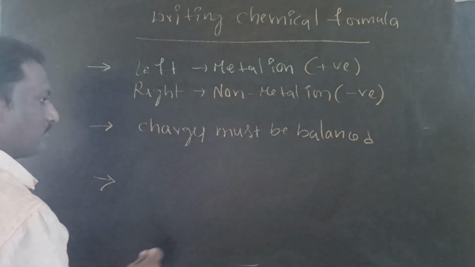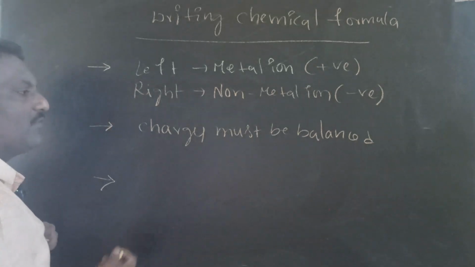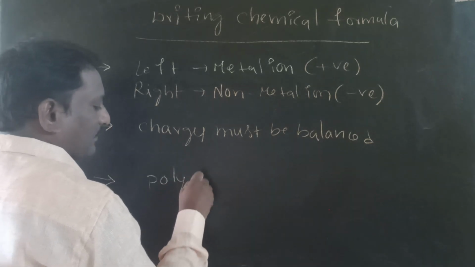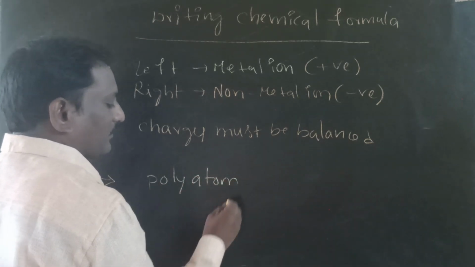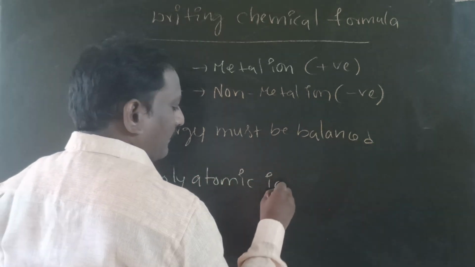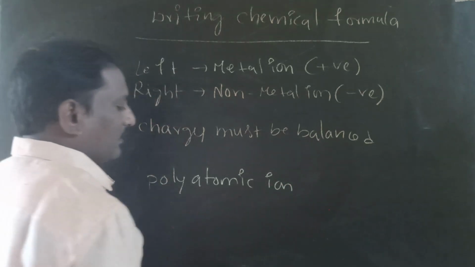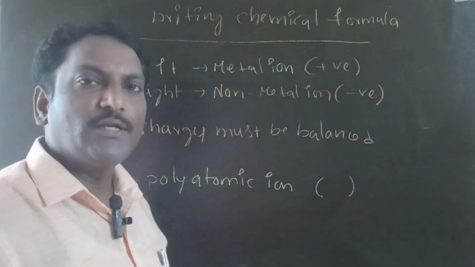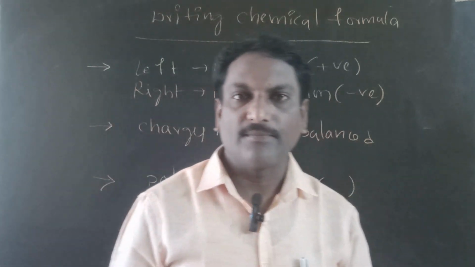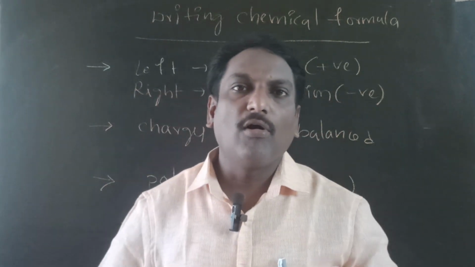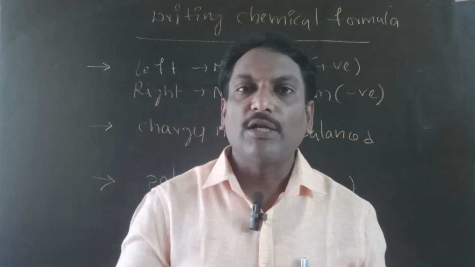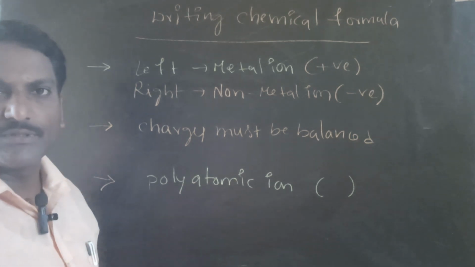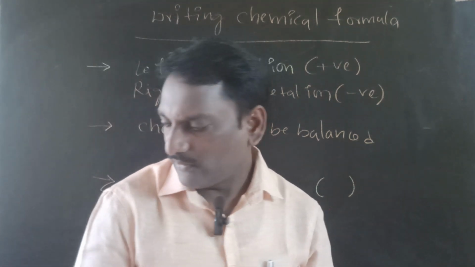Third one, in case of polyatomic ion, we should use bracket if you want to write more than one polyatomic ion. So please keep all these rules in your mind. Now let us write chemical formulae for many compounds. Get ready, students.